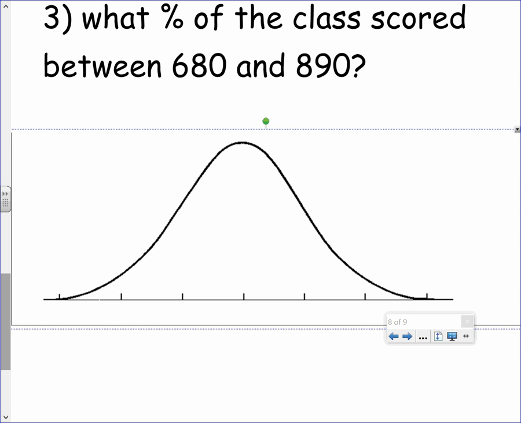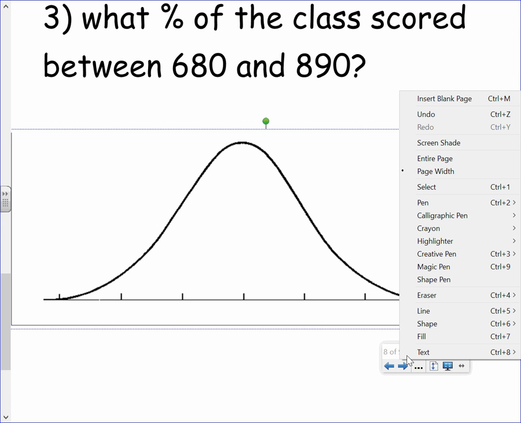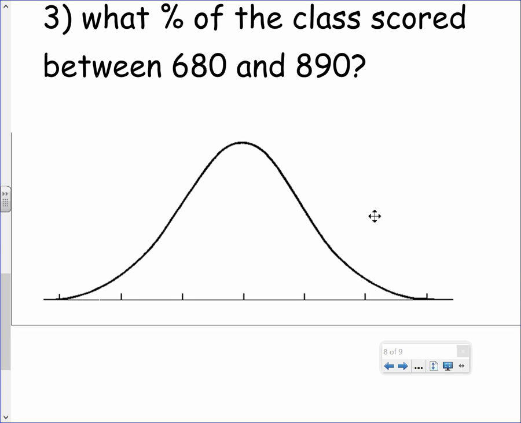So I know that 680 and 890. 680 is 2 standard deviations below, and 890 is 1 standard deviation below. So the question is really what percent of the class is this right here, right? It's a little trickier.